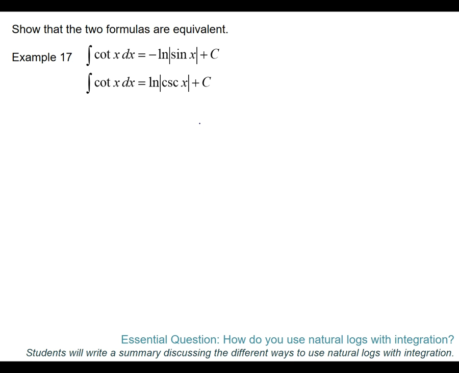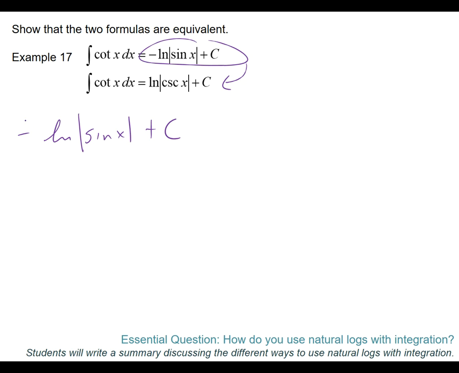All right, so let me see where I started here. It looks like I have to basically show that this one equals that one. So they said it integrated to both of those things, right? So I'm going to start with this one here. Negative natural log absolute value of sine x plus c. We're going to use log and trig properties.